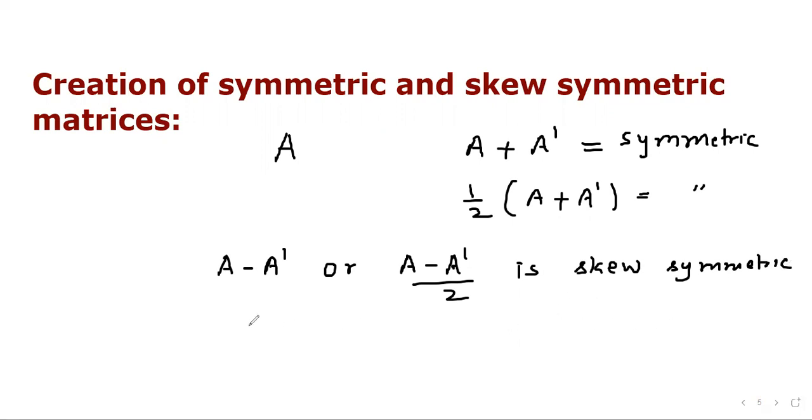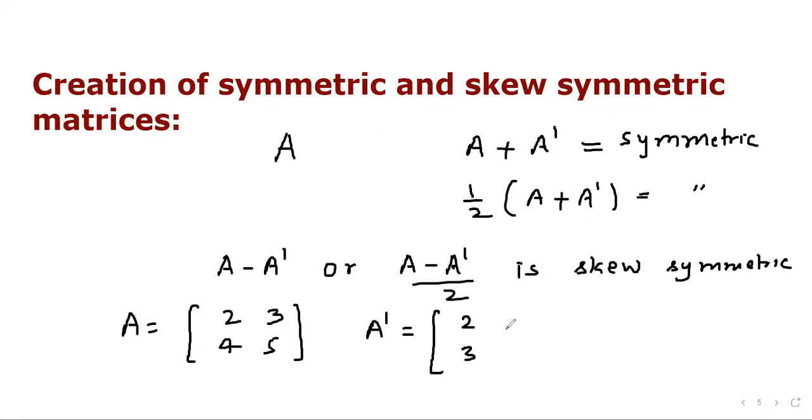Now, let's understand it by an example. Suppose we are given A equal to 2, 3, 4, 5. Now, we find A dash. So A dash will be 2, 4, 3, 5. So A plus A dash will be equal to 2 plus 2, 4, then 7, 7, and this is 10. So this will be a symmetric matrix.